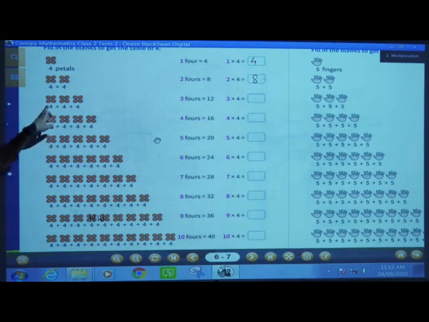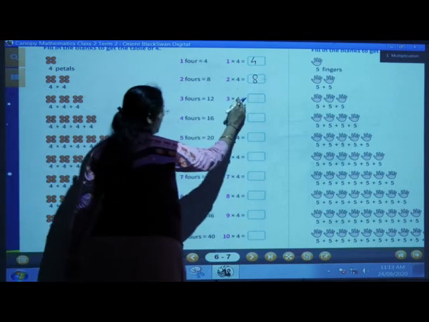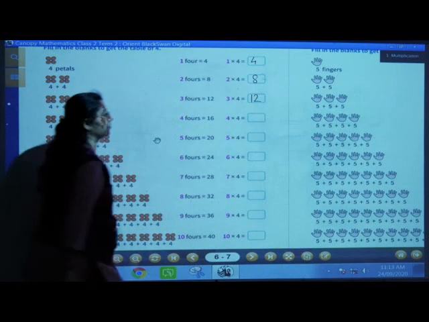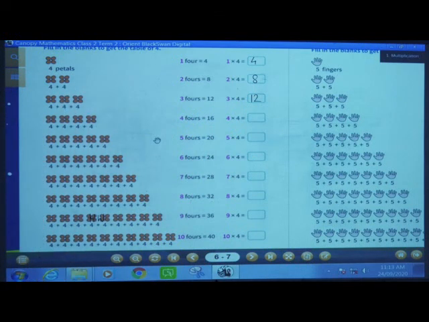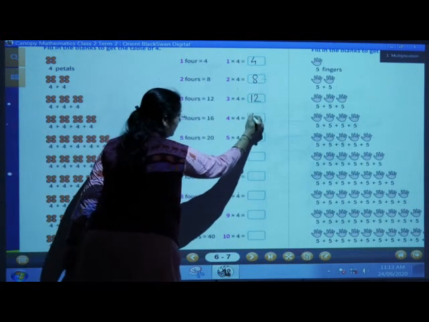Here, how many flowers? Yes, 1, 2, 3. 3 flowers are here and each flower has 4 petals. Therefore, 3 4s are 12. Here 4 flowers are there and each flower has 4 petals. 4 plus 4 plus 4 plus 4. Which number is repeated here? 4 is repeated. How many times? 4 times. Means 4 4s are 16.